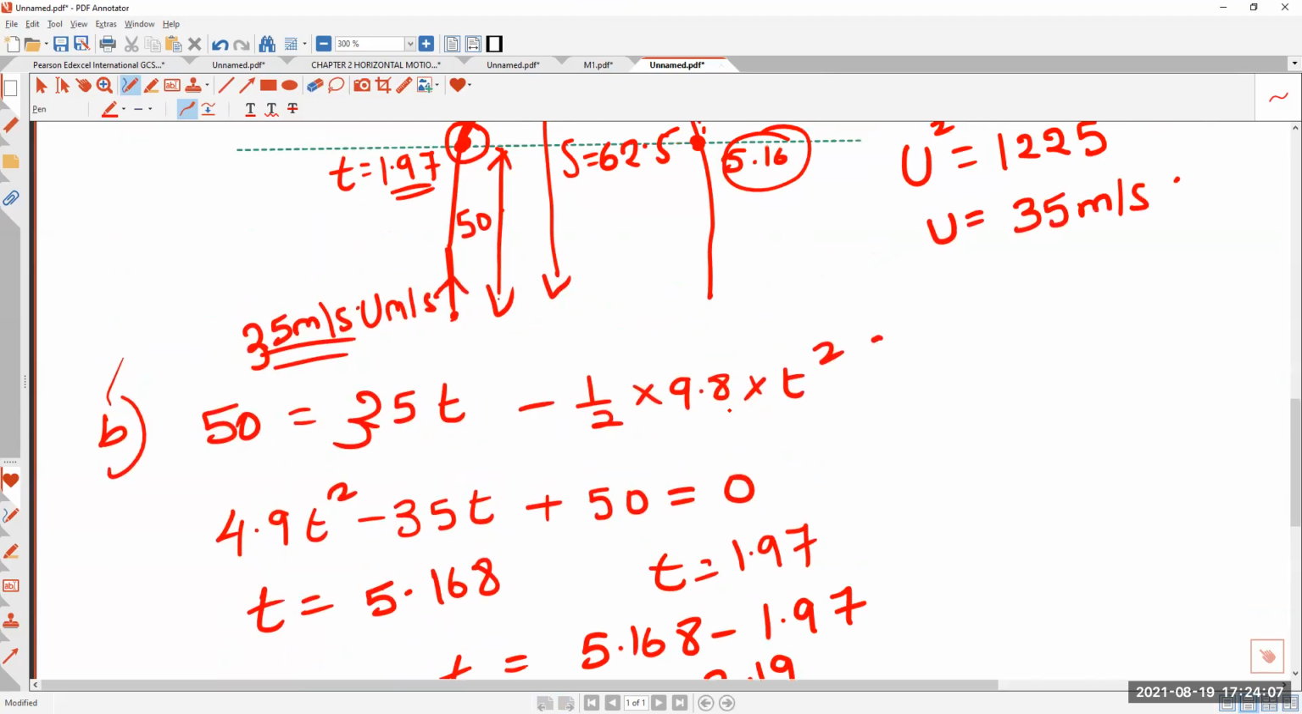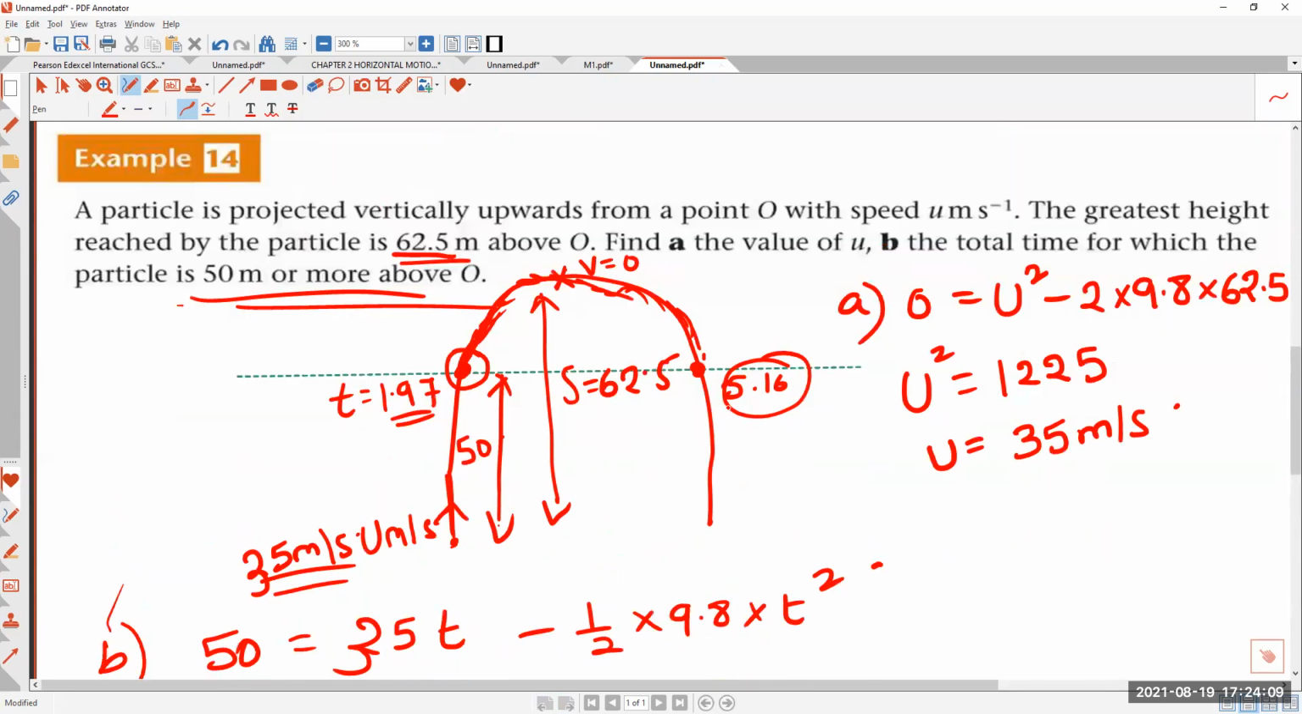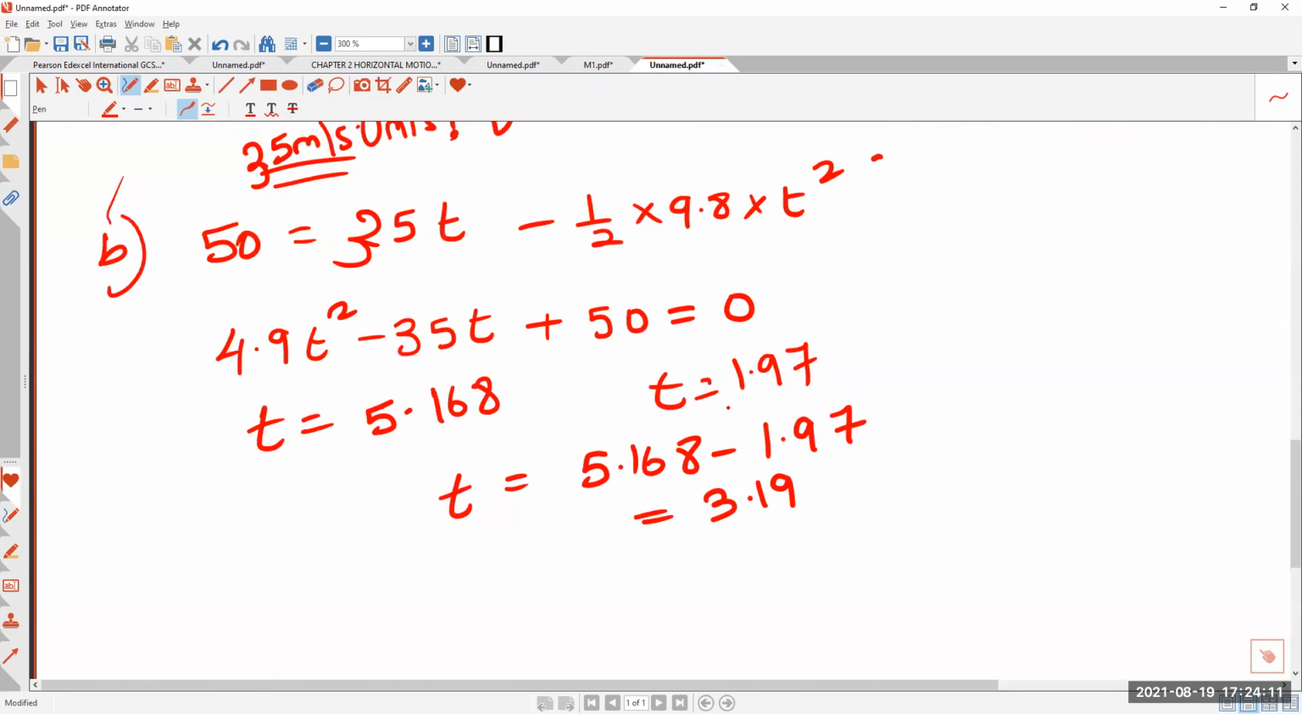Clear? Online সবাই clear আছে এটা? Nafisa and everyone? Yes.